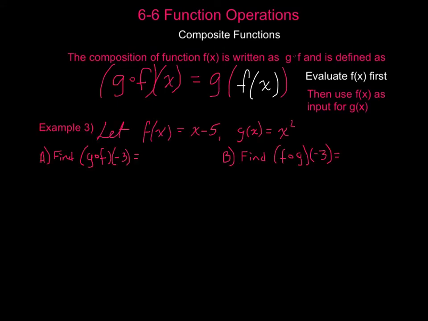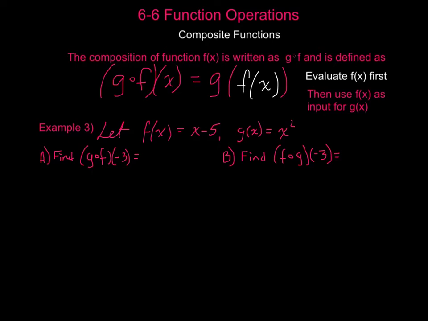So for example 3, we're going to let f of x equal x minus 5, and g of x equal x squared. We're going to do this both ways. For a, we will find g of f of negative 3, and for b, we will find f of g of negative 3. So let's start with a.